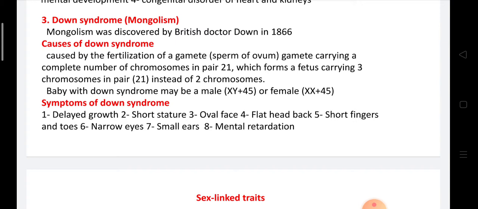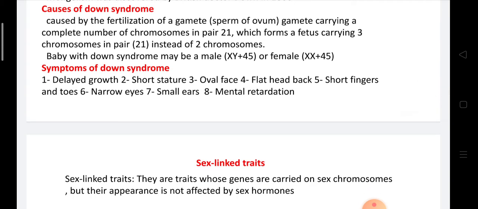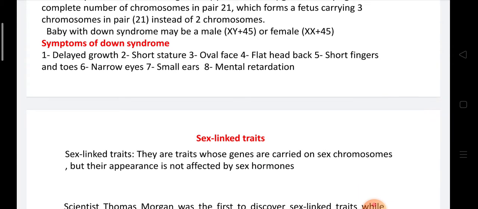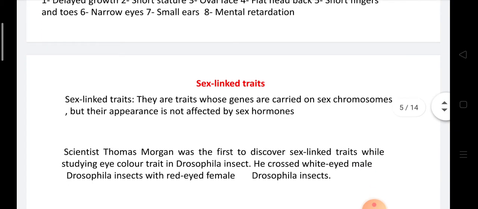which forms a fetus carrying 3 chromosomes in pair 21 instead of 2 chromosomes. So the autosomes will be increased in number by 1. So the male will be 45 plus XY and the female will be 45 plus XX. So it occurs in both sexes. Symptoms of Down syndrome: delay in physical growth, short stature, oval face, flat head, short fingers and toes, narrow eyes, small ears, mental retardation.